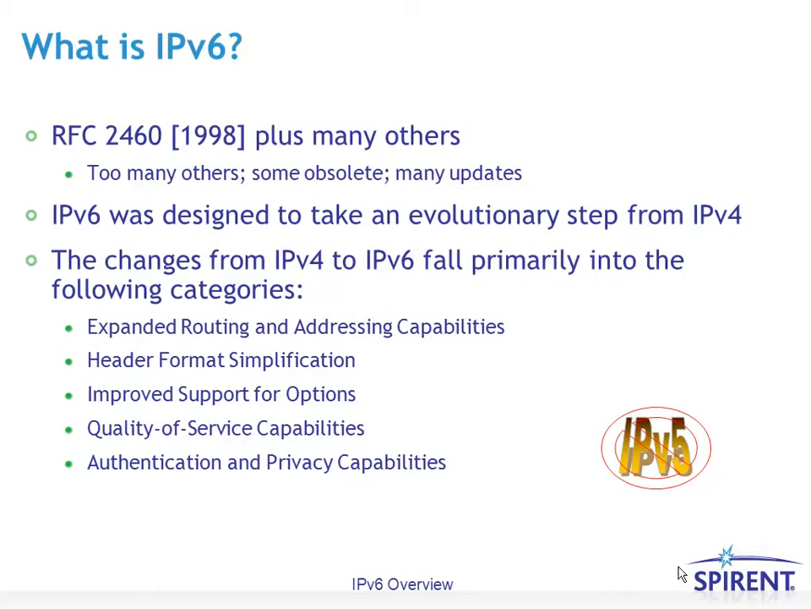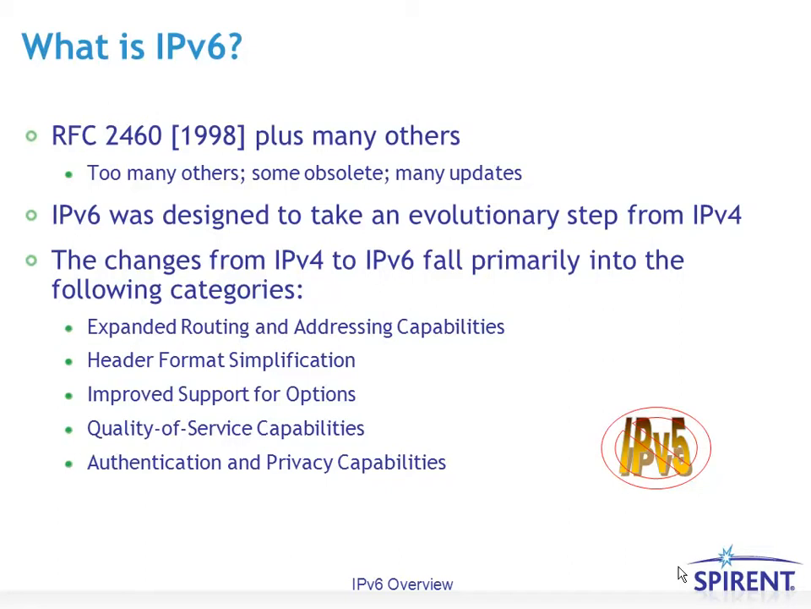So what is IPv6? Well, in a nutshell, it's RFC 2460. But of course there are many others. In fact, as the protocol has evolved, as we'll look at in another slide, there have been many iterations, many updates, many strategies or schemes that were conceived but never used. It's definitely an evolutionary step from IPv4.